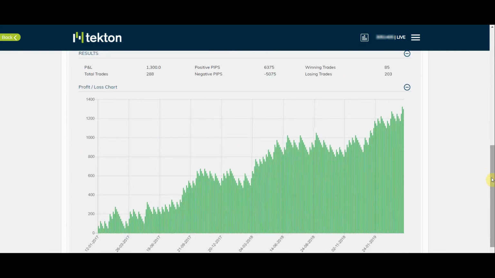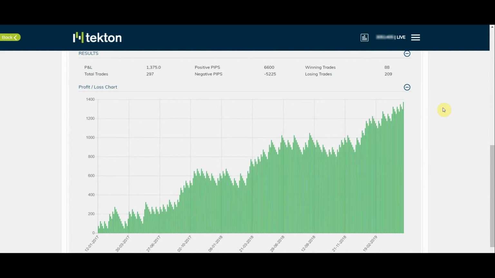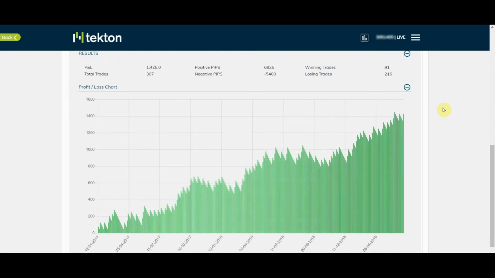Let's go back to the test. The test, as you can see, is still pushing up. We've still got about 18 months of testing to do. So far, it's 1,375 pips and climbing.